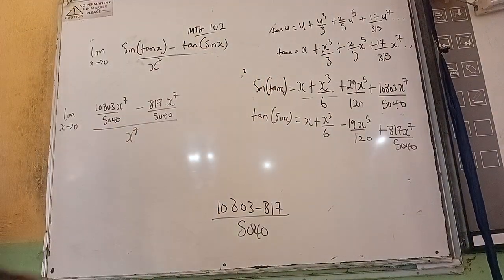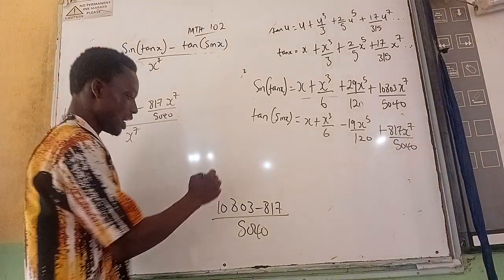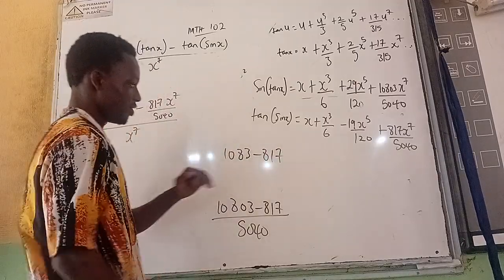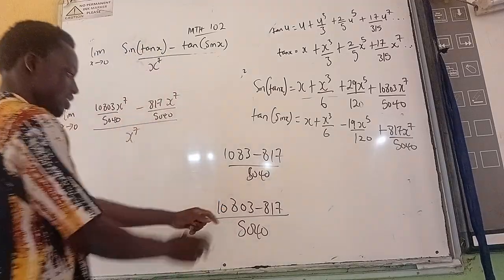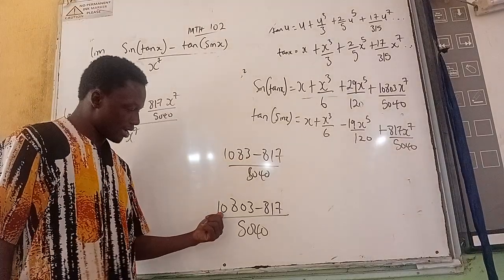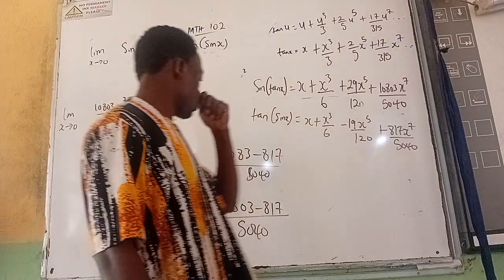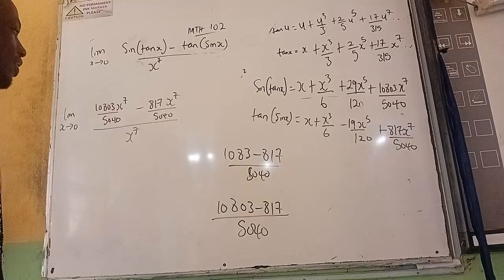So if we subtract this, to me, I think this should be 1083 minus 817 divided by 140, 5040. Let's subtract this. What do we have here? This 10,000 is too much. I don't know where we got it from. It should be 1083 instead of 10,000, something like that.